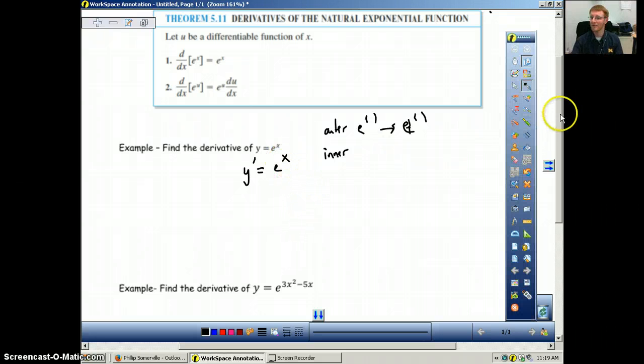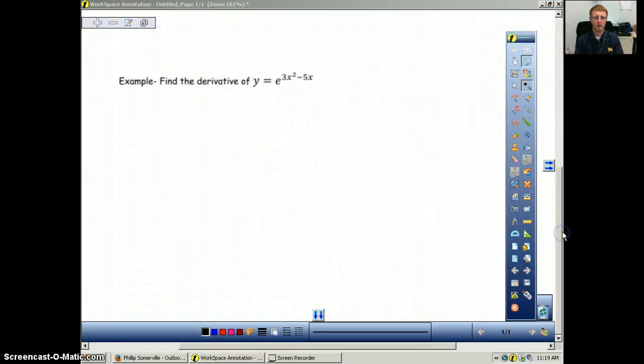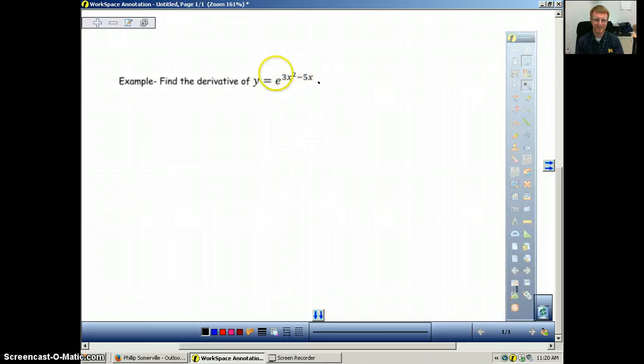How does it look when we have a different exponent? Well, very similar to what we were doing before. So when we take the derivative, we know that the derivative is going to be exactly as what we had. So it's y prime equals e to the 3x squared minus 5x. But then we have to multiply by the inner portion, which is the derivative of the exponent. So that will be 6x minus 5.